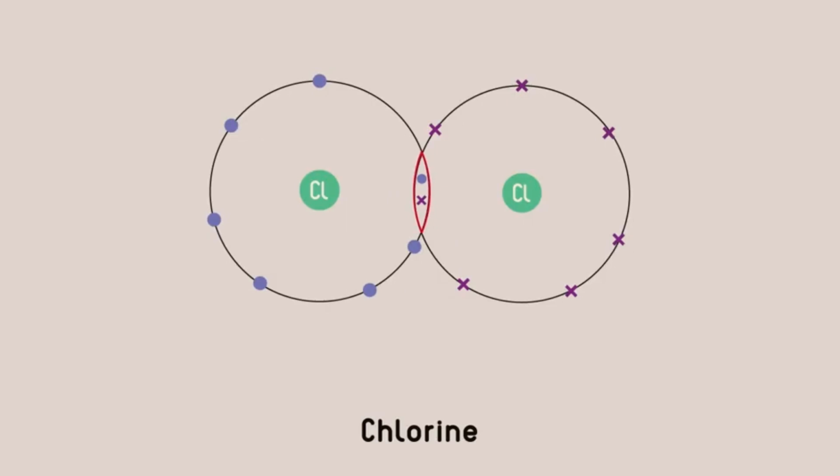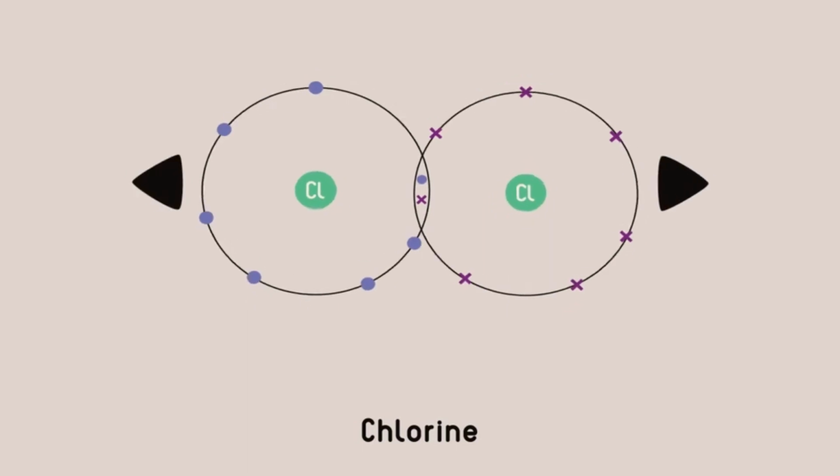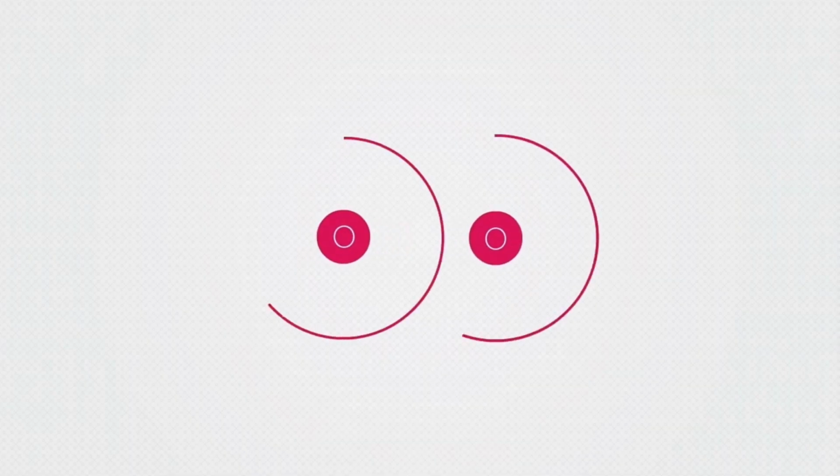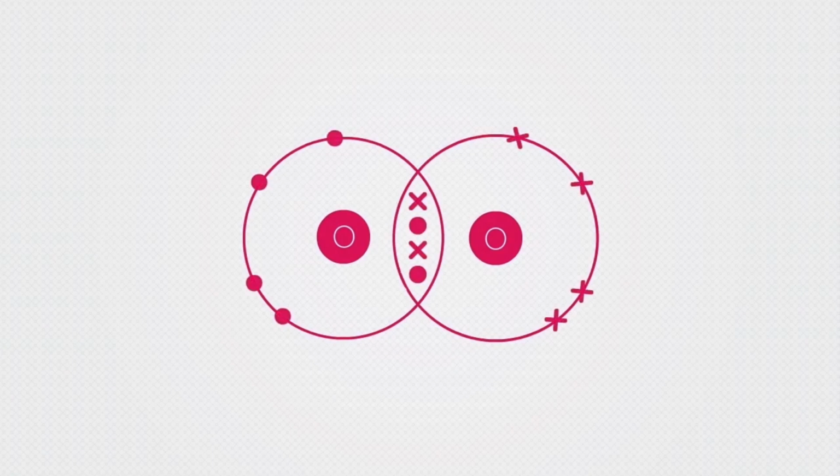Going back to our example, since the two chlorine atoms are both nonmetals, neither of them can transfer an electron to one another. Another example is two oxygen atoms bonded covalently. Since oxygen only has 6 electrons in its outer shell, it forms a double bond, so 2 dots and 2 crosses are placed in the overlapping orbitals.